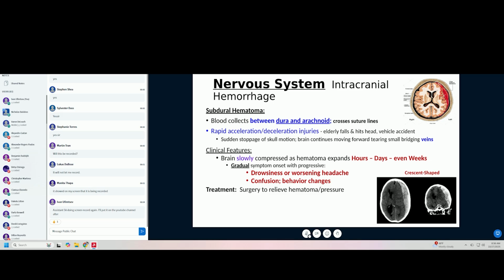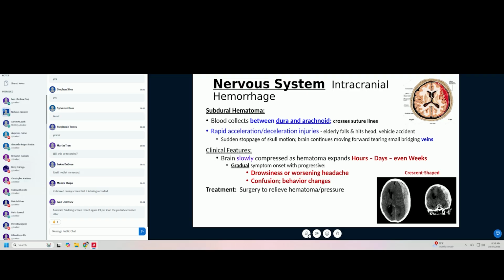Most of the time when these happen, these are due to rapid acceleration and deceleration injuries. So think about your patients who are in a car wreck and they have whiplash, right? The brain moves forward, your body gets stopped by the seatbelt, but that brain keeps moving forward. And then as your head whips backwards, that brain goes backwards and hits the back of your skull.